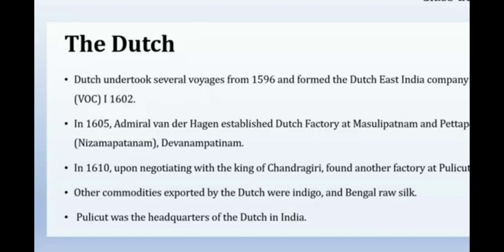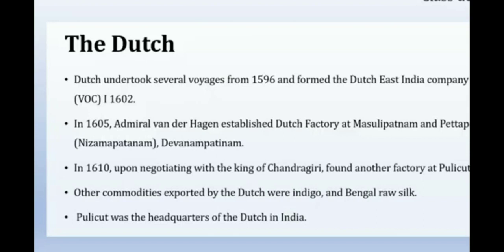In 1605, a Dutch factory at Masulipatinam was started by Admiral van der Hang. Admiral van der Hang started Dutch factories at Masulipatinam, Pettapolli and Devanipattinam. When did they start this factory? In 1605, by the Dutch East India Company. Next, in 1610, the king of Chandragiri allowed another factory at Pulicat. They started another factory at Pulicat.